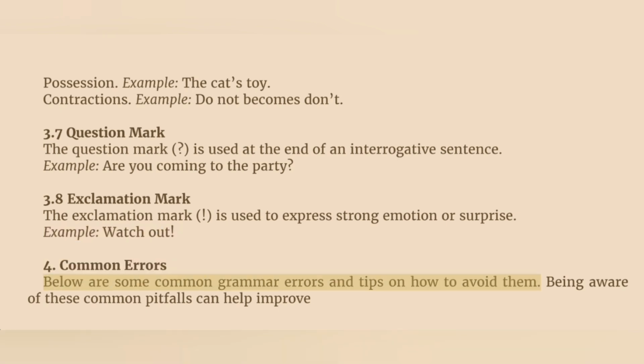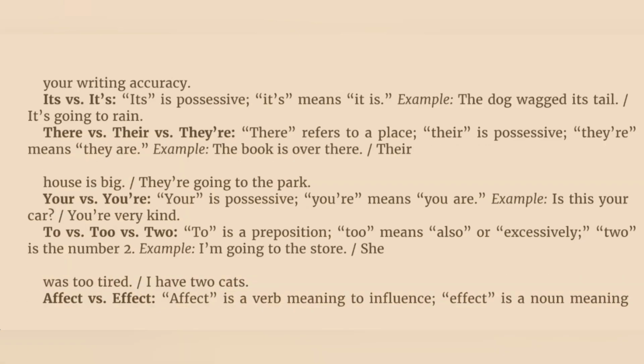Common errors. Below are some common grammar errors and tips on how to avoid them. Being aware of these common pitfalls can help improve your writing accuracy. Its vs. It's: its is possessive; it's means it is. Example: The dog wagged its tail. / It's going to rain.